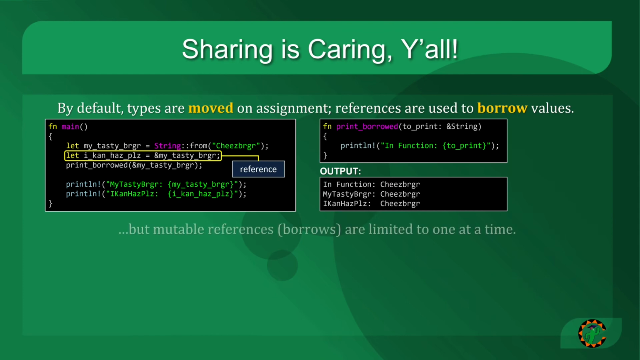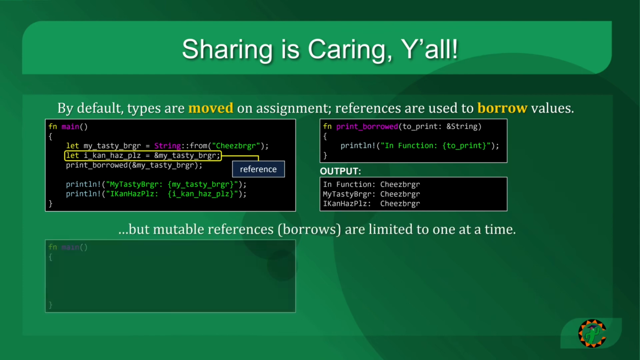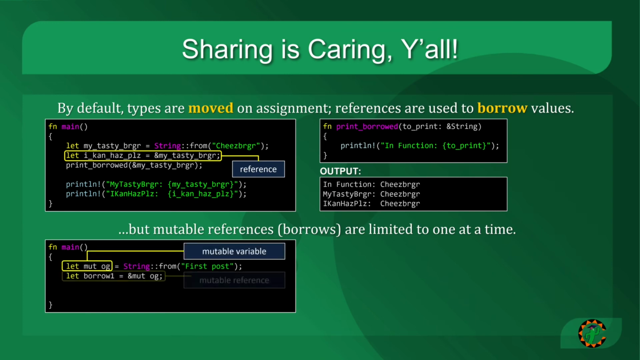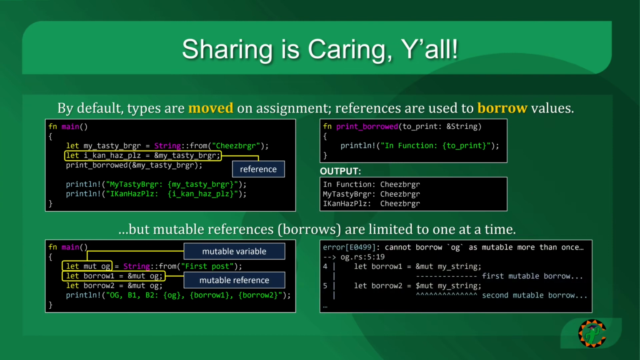When it comes to mutable borrows, there can be only one. If we create a mutable variable, OG, then we might create our first mutable reference variable, borrow1. We could try to create a second mutable borrow, borrow2, and then print all of them out. However, if we compile this code, we'll find that the compiler terminates, telling us that the OG-owned value cannot be borrowed more than once via mutable reference.